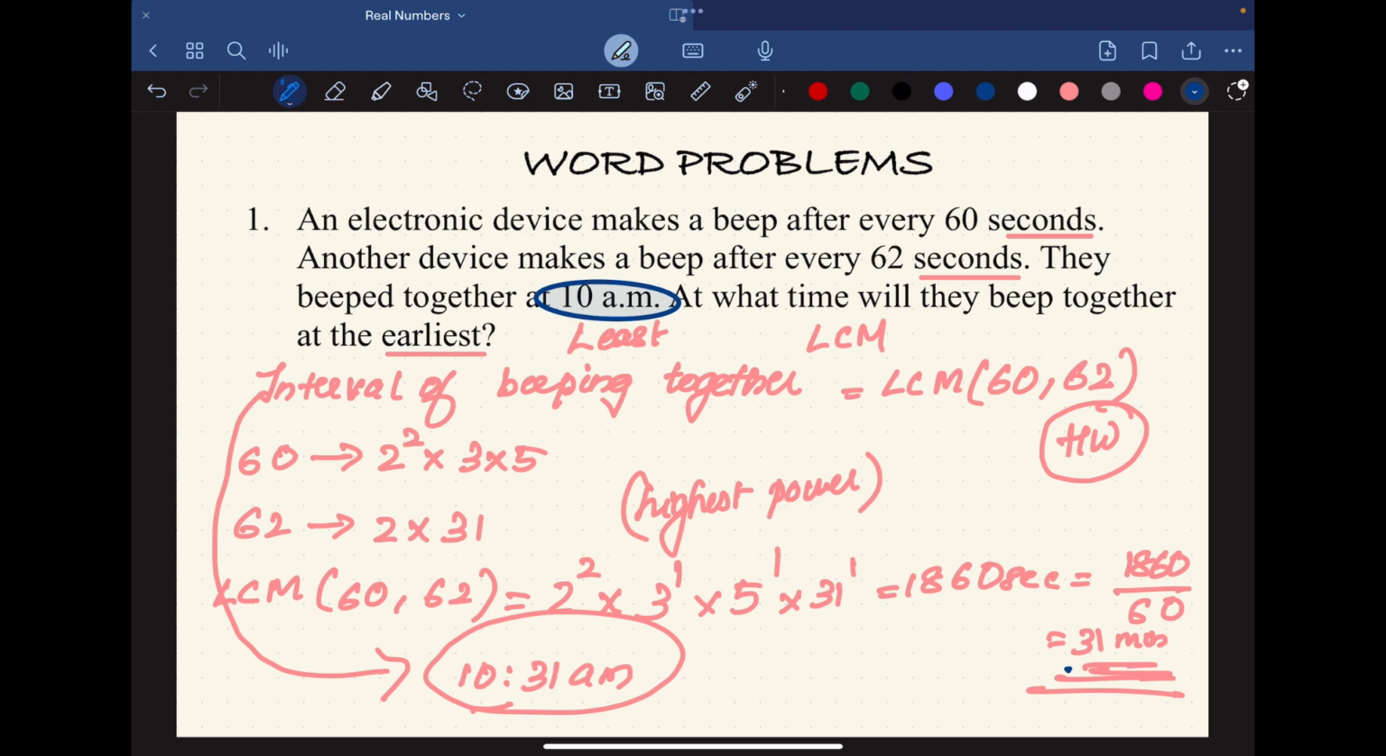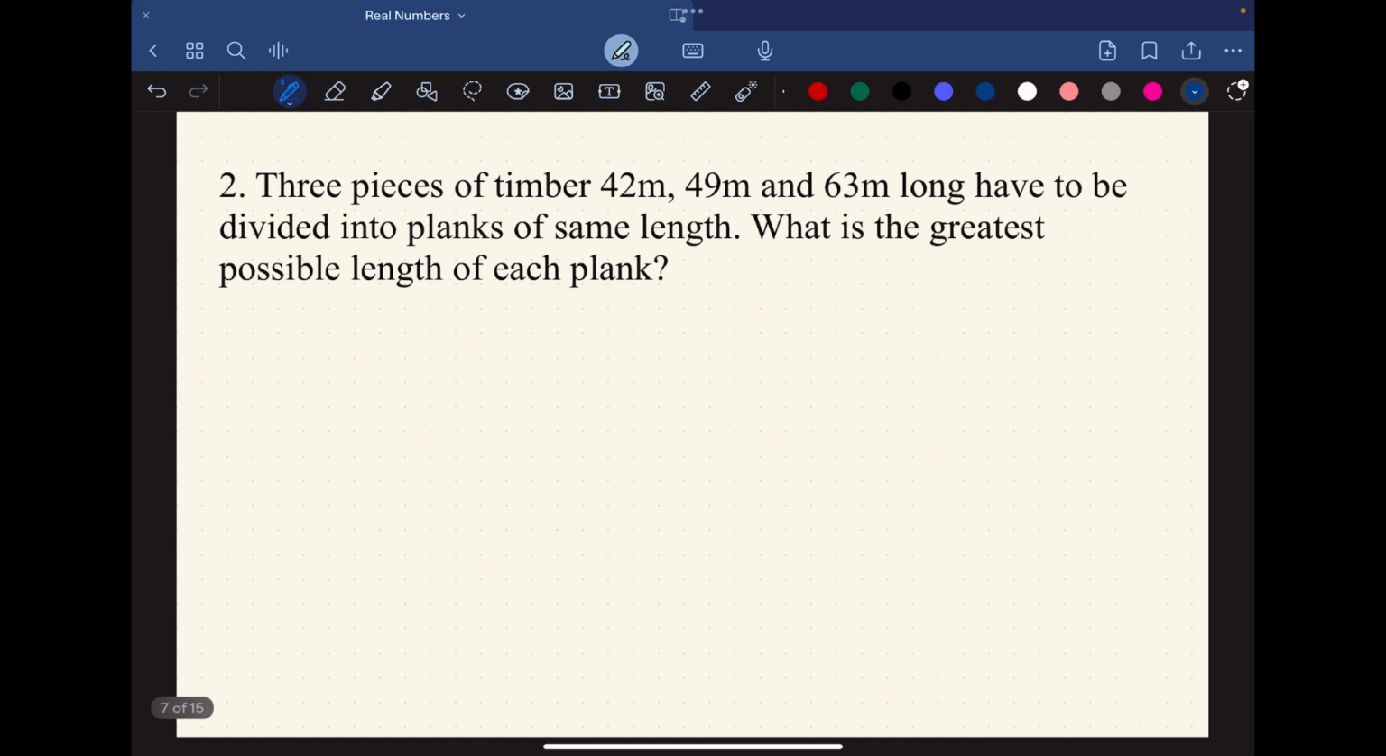So let's go with the next question. Three pieces of timber, 42 meters, 49 meters, and 63 meters long, have to be divided into planks of the same length. What is the greatest possible length of each plank? Always read the question twice before you get into the answer. You can see here the question is to find out the greatest possible length of each plank.